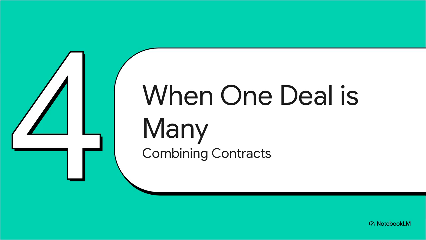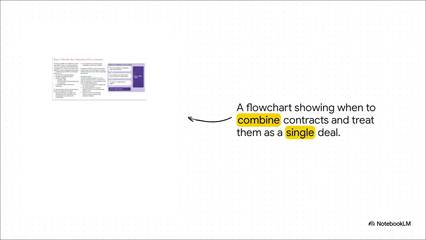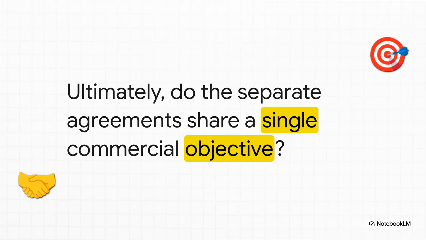Okay, but you know, the real world gets a little messy. What happens when a customer signs a bunch of different agreements at or around the same time? Is that one big deal, or is it a bunch of separate little ones? Well, IFRS 15 sees this coming. It gives us clear rules, kind of like the logic you see in this flowchart, for when you need to combine contracts and treat them as a single package. For example, if they were all negotiated together, or if the price of one depends on the other, you have to bundle them.